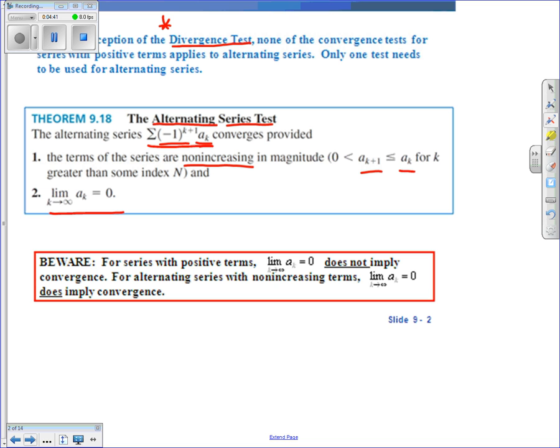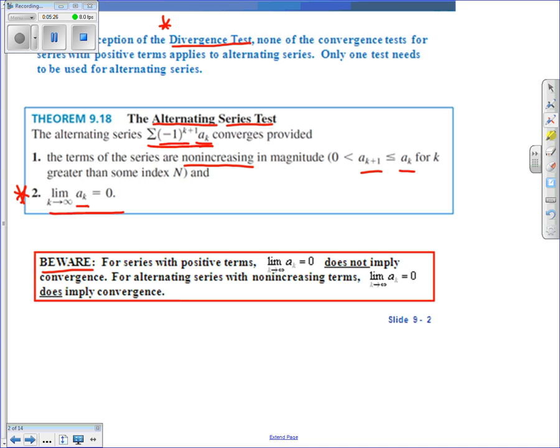Now, if you remember when we did the divergence test, it said if the limit of the a sub k's is not 0, then the series diverged. But we weren't able to use the divergence test to actually prove a series converges. But when you're talking about the alternating series, as long as the terms are non-increasing and the limit of the terms goes to 0, then you do have convergence of an alternating series. Okay? So one thing to be careful of, don't get confused, because on this one, alternating series, we can just check to see if the limit of each term is going to 0. This is the nth term.